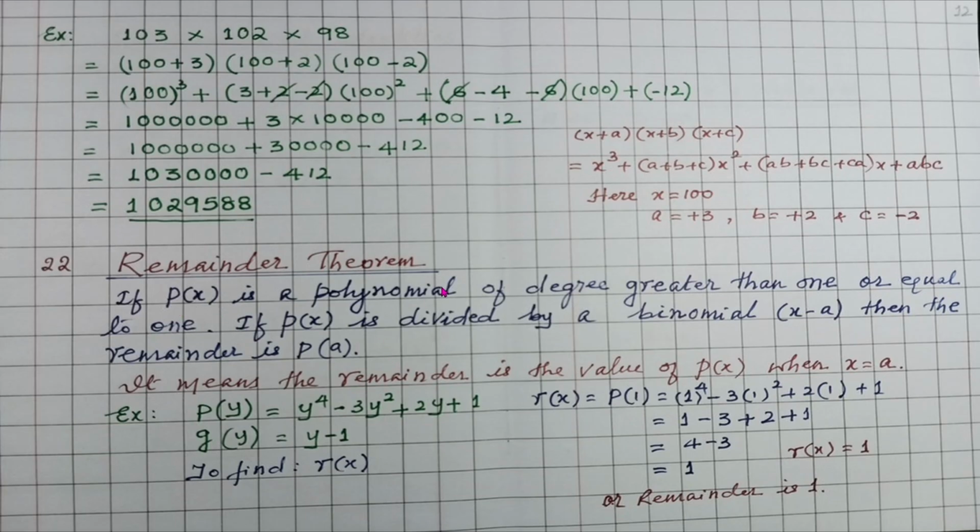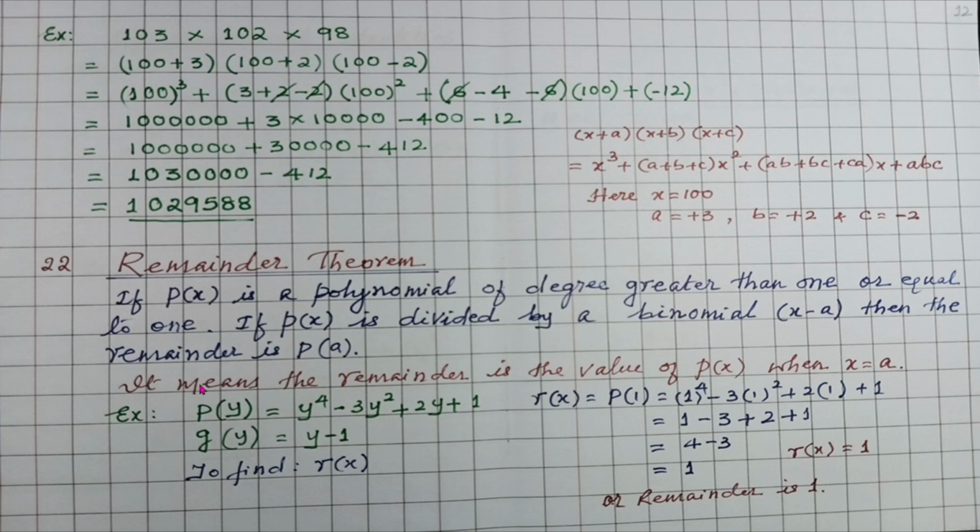If p of x is a polynomial of degree greater than or equal to 1, and it is divided by a binomial x minus a, then the remainder is p of a. Please understand this. There is a polynomial p of x, and if it is divided by a binomial x minus a, then the remainder is p of a. That means in the polynomial p of x, wherever x is there, put a. If it is x minus a, put a. If it is x plus a, put minus a. So that is the method.